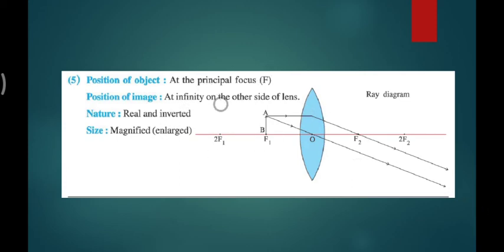At infinity, it may form on the other side. A real and inverted image will be formed, highly magnified. Suppose these two rays go and meet here, then you have to make your object and image in this much size. Now make a judgment of the same as what I've discussed here.